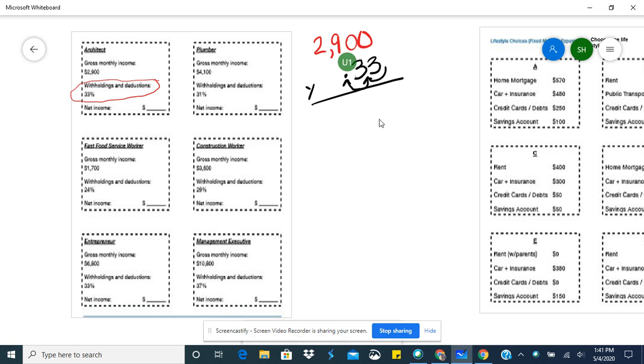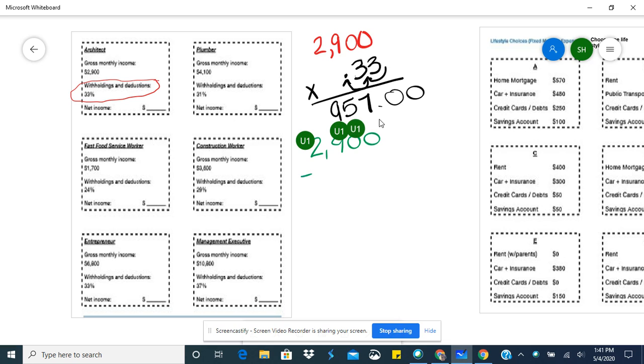You are going to multiply your 2,900 by your 33%, or 0.33. You can use a calculator for this part. I am not trying to judge your math skills. I'm trying to judge your financial capacity. So that leaves me with $957. That $957 is getting taken out of my total $2,900.